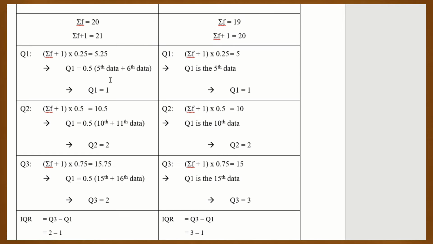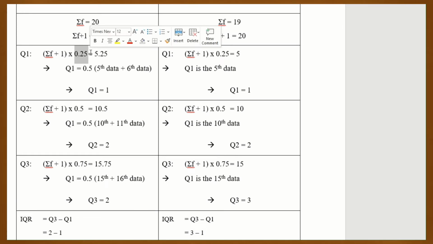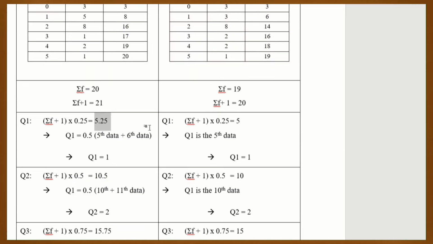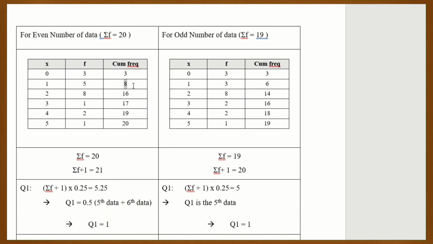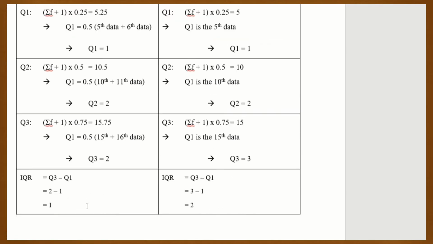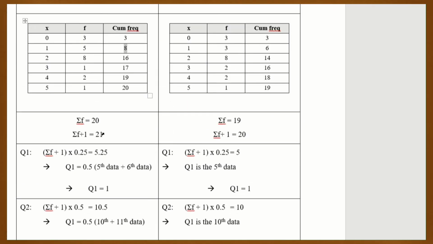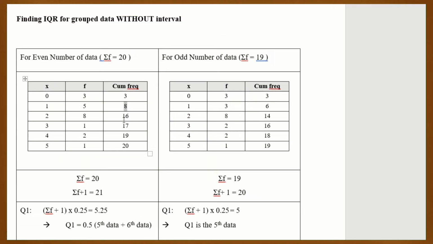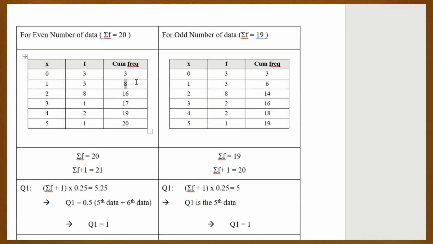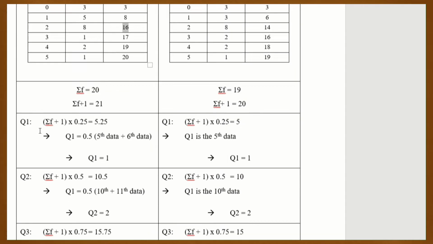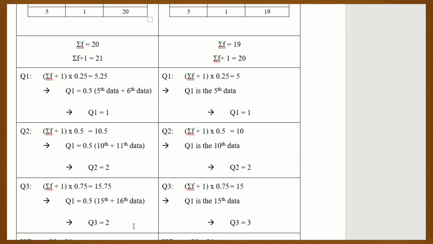So you're going to do the same thing for Q1 and Q3. The only difference, you times 0.25 and you get 5.25. Between the 5th and the 6th data, inside here, Q1 is 1. What is Q3? Times 0.75, 15.75, between 15th and 16th data. Where's my 15th and 16th data? Inside here. Okay, Q3 is 2. No problem, Q2 and Q3 can be the same. No problem.